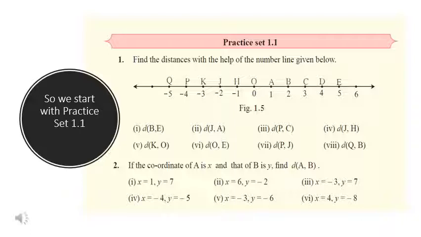So instead of giving a number line, they can also give you coordinates like this in the form of x and y. Okay, so here it just means that whatever value of x is given, that is the coordinate of A, and whatever value of y is given, that is the coordinate of B.